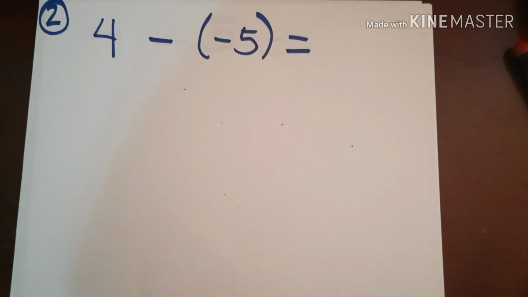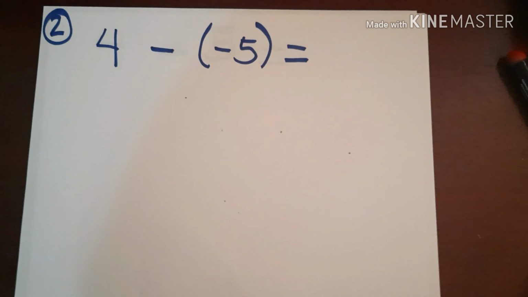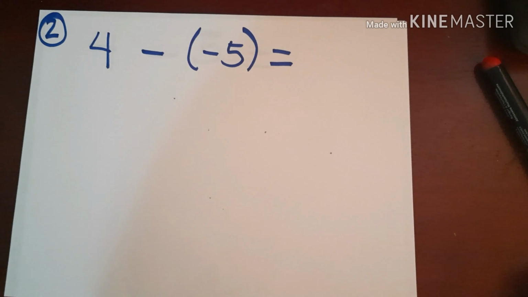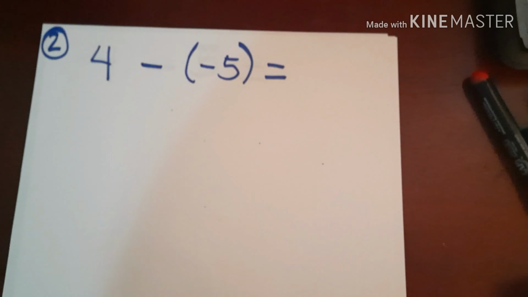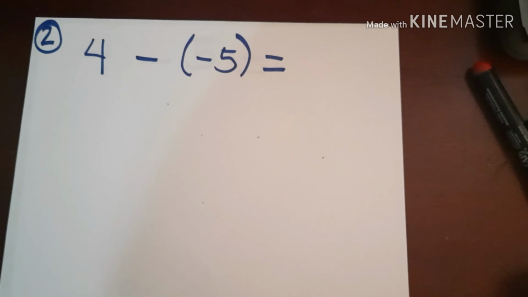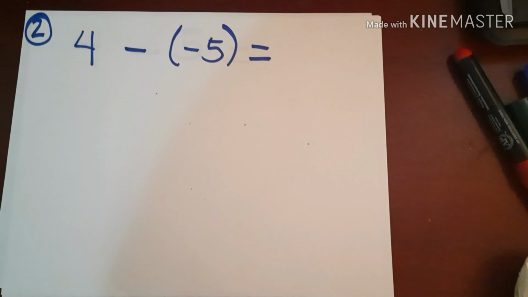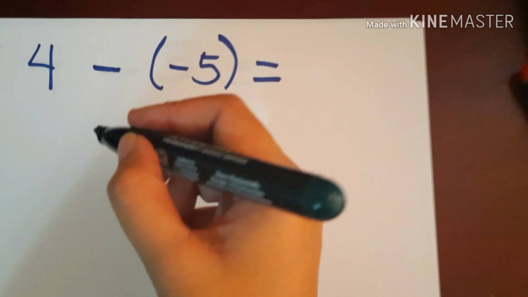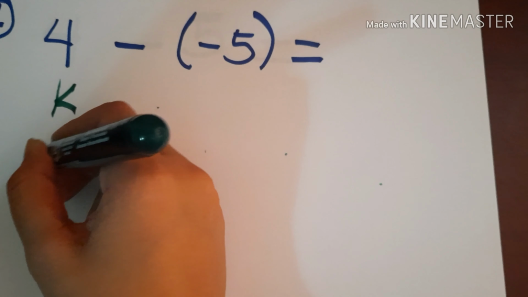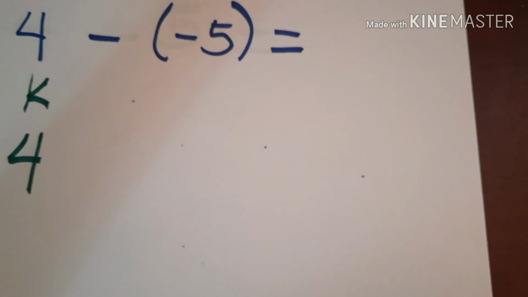So let's have the first one here. What I have is 4 minus -5. Remember, we do first KCF. So first we are going to keep. What are we going to keep? That would be our first term. What's our first term? That's 4. So we keep 4, and we'll just write it 4.